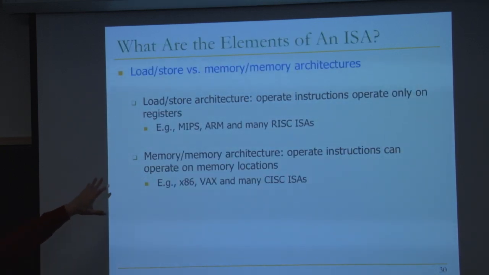We briefly alluded to this, but an important element of the ISA is whether it supports load-store operations into registers, or it also supports memory-to-memory operations. This is different from whether or not you have registers. You may have registers and only be a load-store ISA. You never support operations between two memory locations. Or you could have registers, but also support memory-to-memory operations.